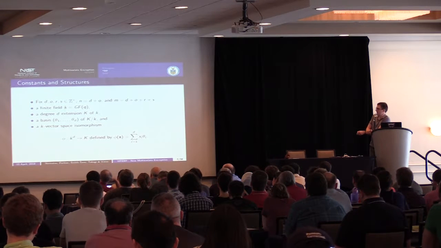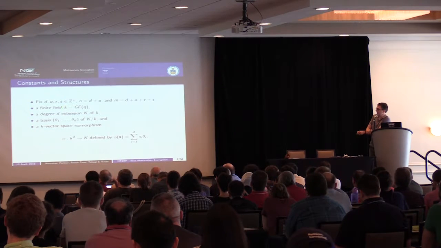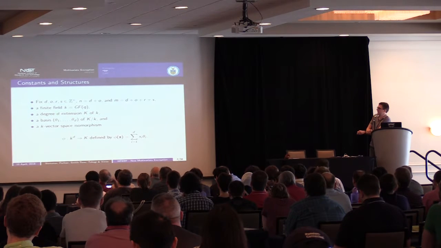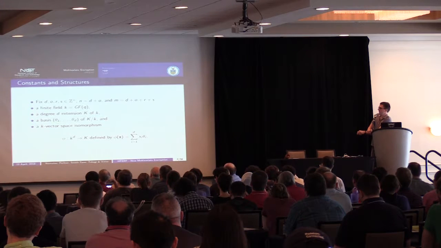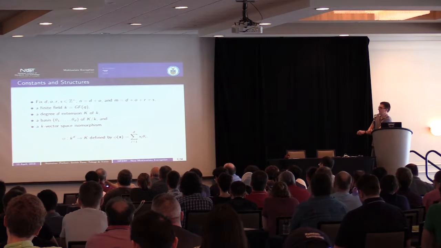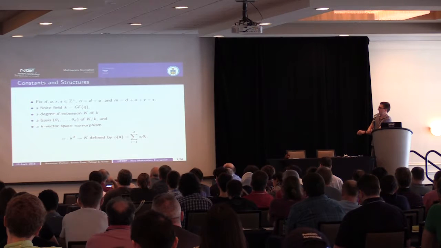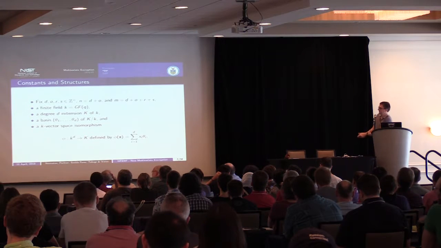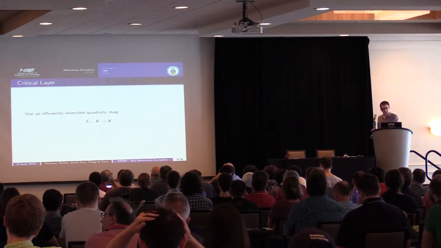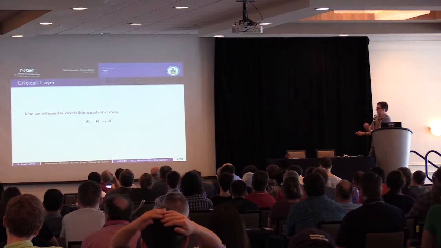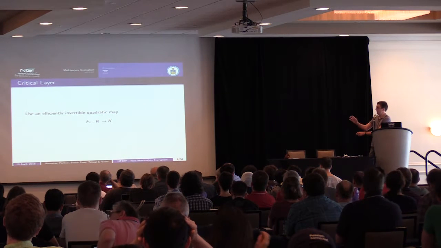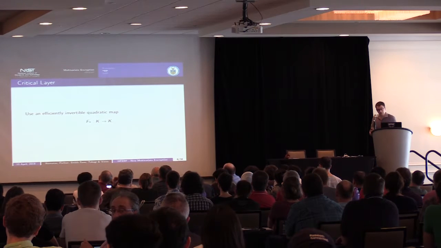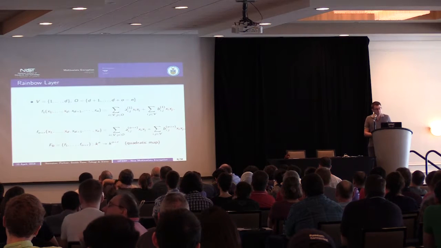Okay, we also need to construct a finite field. We're going to call it lowercase k. That's a base field, and a degree D extension of k, because we're going to do a big field scheme. Then you also construct your favorite basis of this extension field over the base field, and explicitly define a vector space isomorphism relative to that basis. Okay, so the critical layer of this scheme is some efficiently invertible quadratic map that I'm calling F star, from the extension field to the extension field, so we're doing a big field scheme.